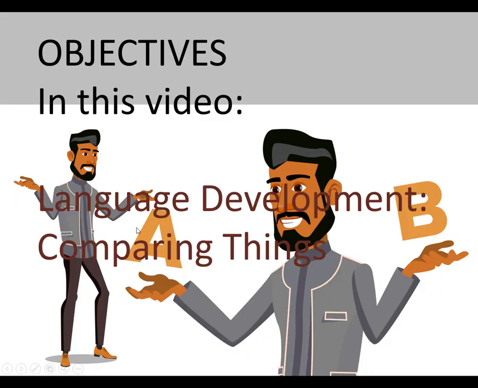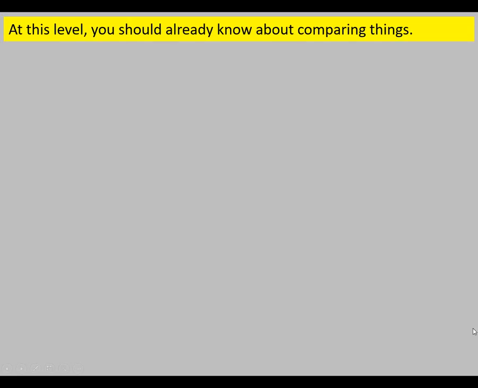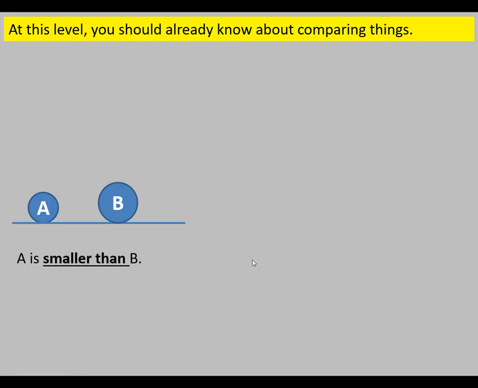In this video, we are going to look at one part of language development, which is comparing things, comparing the differences between A and B. At this level, you should already know about comparing things. For example, how would you compare these two, A and B? You would probably say something like A is smaller than B, or B is larger than A.